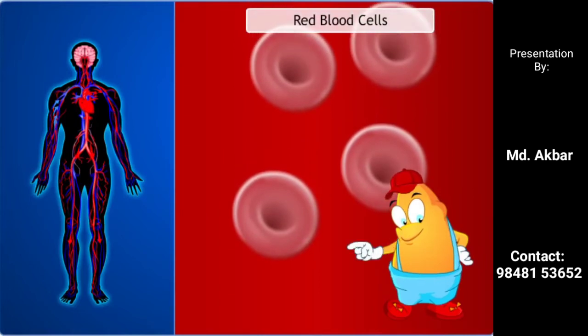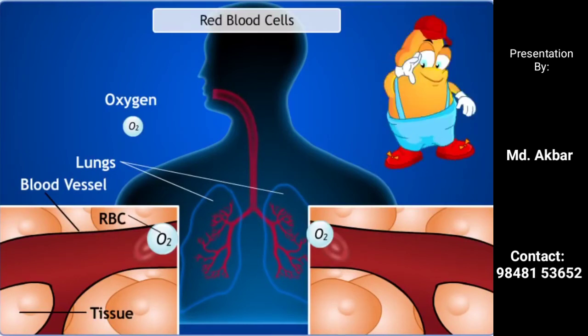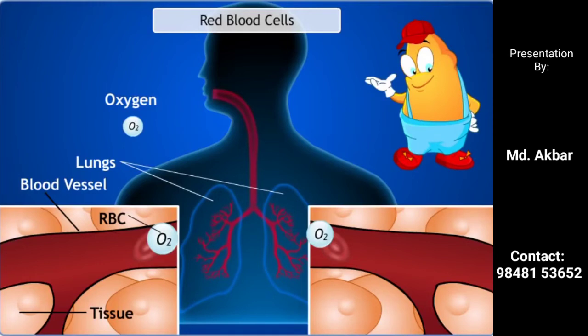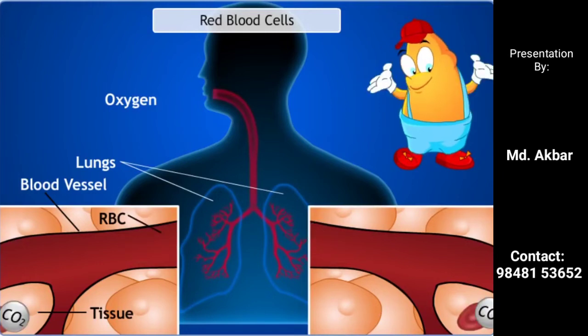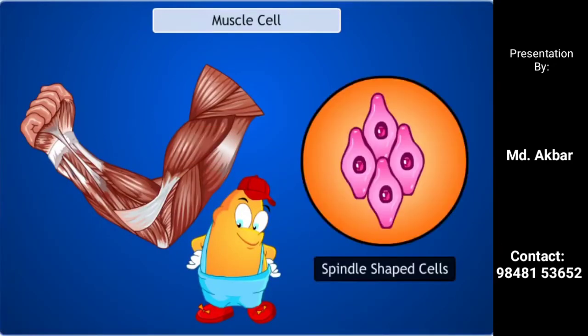On the other hand, red blood cells, RBCs, in our bodies are round cells. The primary function of RBCs is to carry oxygen from the lungs to various tissues of the body. These cells also carry the waste carbon dioxide from various tissues to the lungs so that it can be exhaled through the nostrils. Another example of a different cell shape is found in muscle cells. Muscle cells are spindle-shaped.